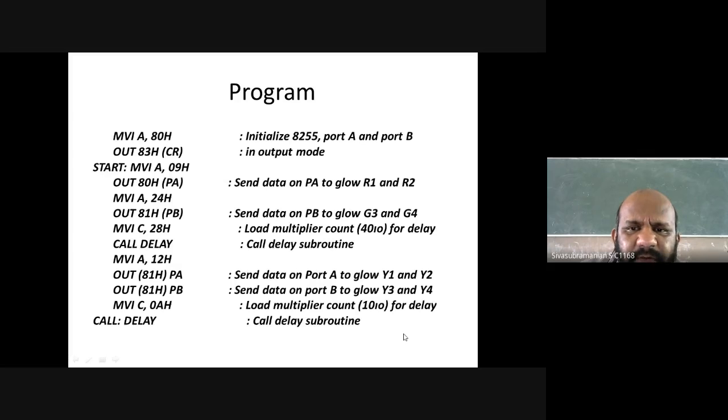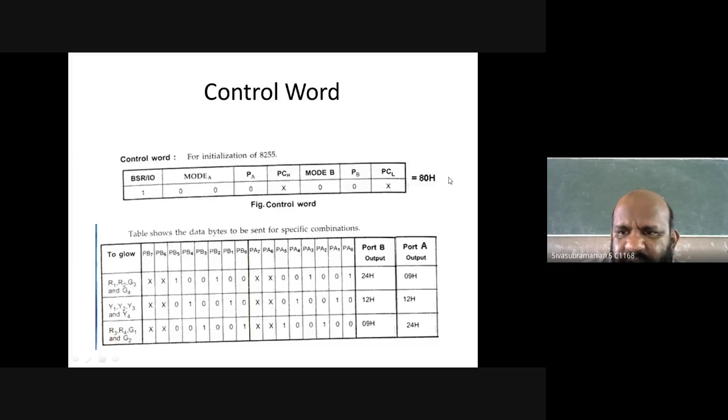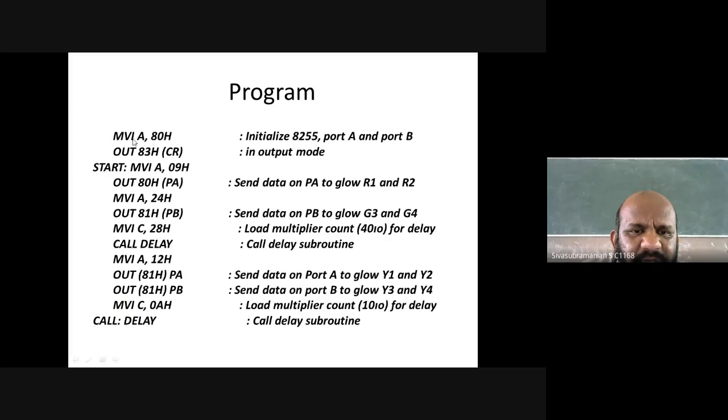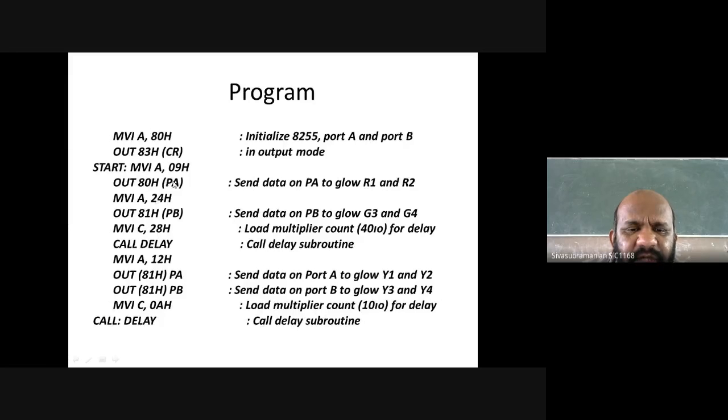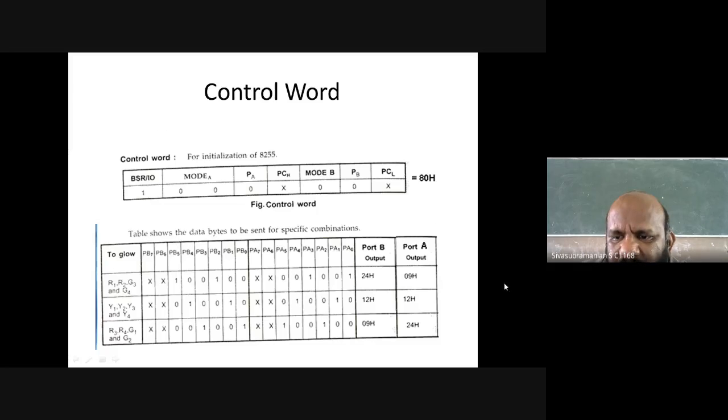So this stands to be our program, where the initialization of my 8255 is done with my control word 80H. So 80H is what I have got here, right? So I'm moving immediate to my accumulator, then I'm outing that to 83H. 83H is my control register. Okay. So once that is done, then we start to go with a sequence one by one, right? So what is that sequence? You look at here. It is 09 first, 24, 12, 12, 24, 09, 12, 12. So that is going to be my sequence.